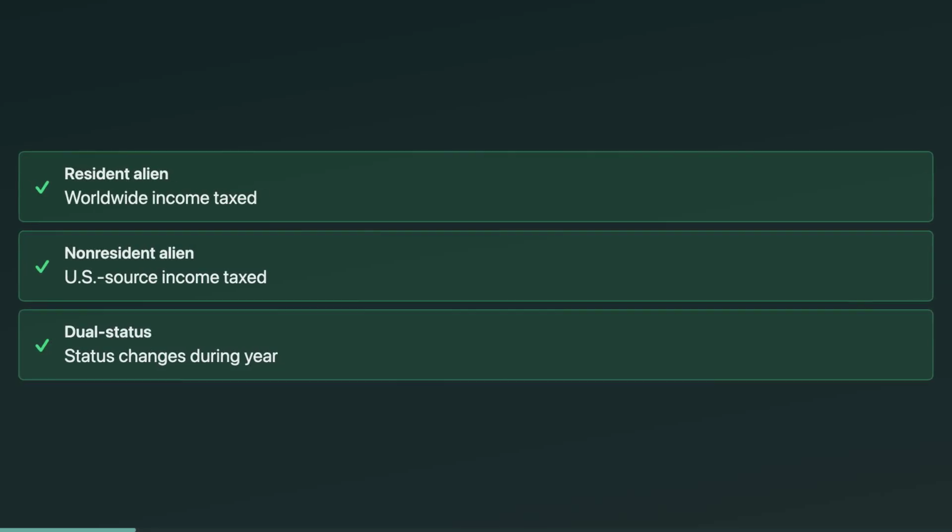For IRS purposes, resident doesn't mean immigration resident. It's a tax classification that controls what income gets taxed. Resident aliens are generally taxed like U.S. citizens on worldwide income. Non-resident aliens are generally taxed only on U.S. source income. And dual status is the weird in-between year when your status changes mid-year. On the EA exam, they test these labels before they test the math.